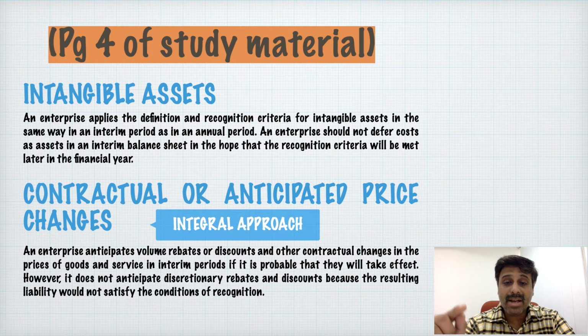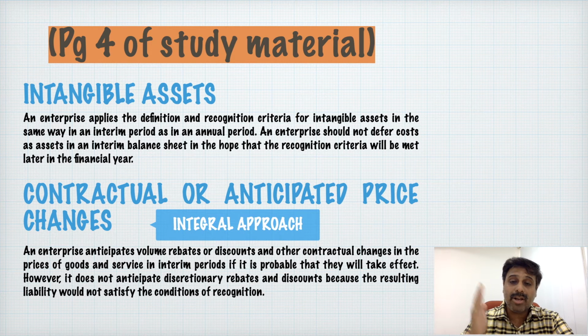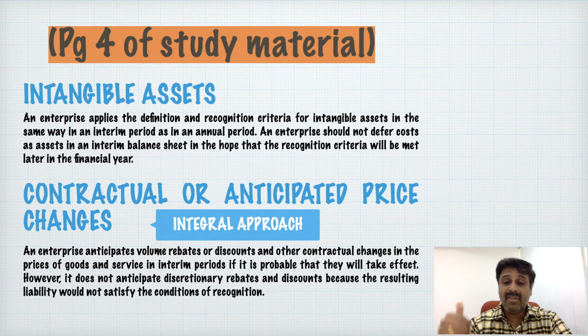So if you remember, in the beginning of this lecture I told you 99.99% places we follow the discrete approach. Other than tax, there is one more place where we follow the integral approach. This is the one. Which one? Discounts and rebates. In discounts and rebates we follow the integral approach and we take the discount in quarter 1, 2, 3 also, even if it is related to quarter 4. That is, if that bulk quantity or discount is going to be given in that particular quarter.